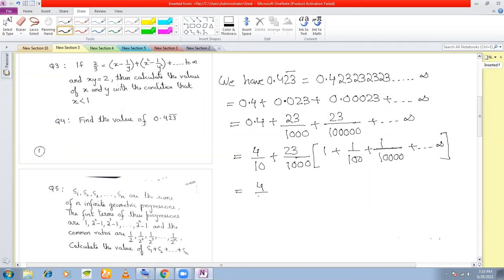So this is 4 by 10 plus you are getting 23 by 1000, right? Now what is this? This is an infinite GP, right? With first term 1. Common ratio: this is T2, this is T1. T2 by T1 is 1 by 100, right? So common ratio is 1 by 100. First term is 1, isn't it? And obviously common ratio 1 by 100 lies between -1 and +1, isn't it? So you can sum up this GP.